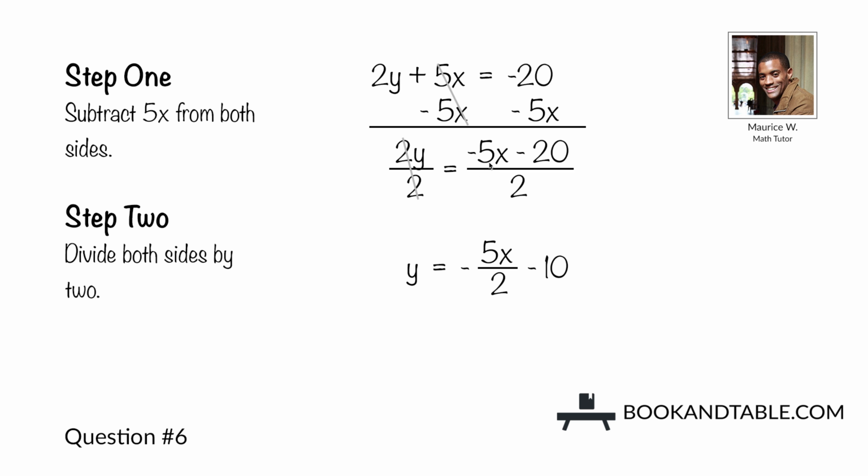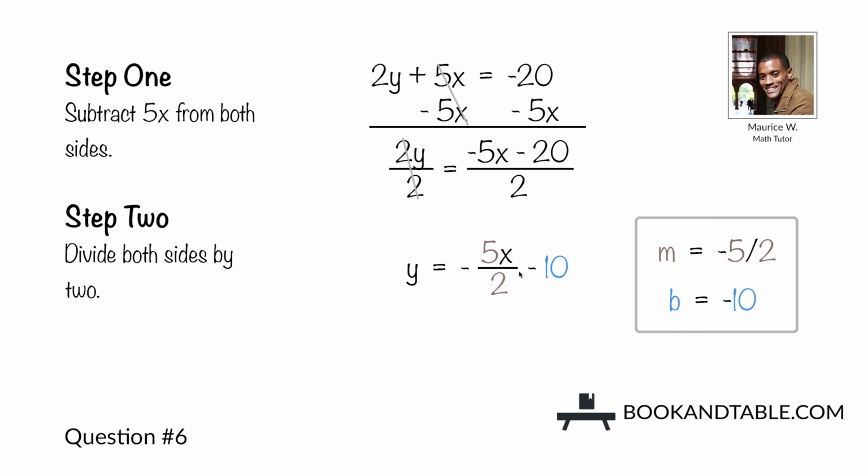This gives us y equal to negative 5x over 2 on the right side, and negative 20 divided by 2, which is negative 10. So now that we have it in y is equal to mx plus b form, we see that m, our slope, is negative 5/2, and our y-intercept is negative 10.